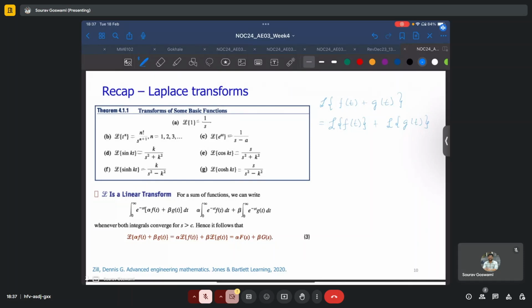Again, even if you multiply these functions with some scalars, say now you're asked to find the Laplace transform of some alpha times f of t plus some beta times g of t, where alpha and beta are scalars, it simply becomes alpha times Laplace transform of f of t plus beta times Laplace transform of g of t. And this can easily be seen by computing the relevant integrals.